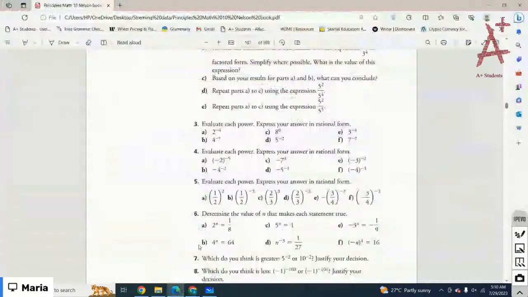Okay, let's just start with question number 4. Evaluate each power, express your answer in rational form. So let's just start with question number 4a, negative 2 exponent negative 5.